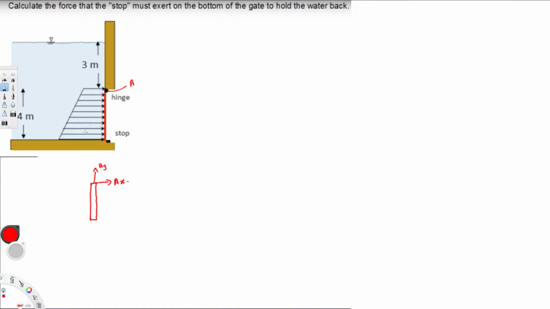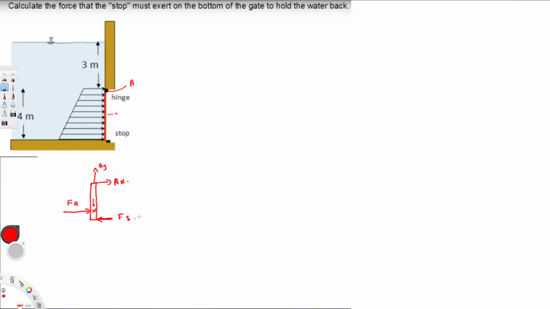And also we are going to have the resultant force acting on this side. So the resultant force, let's say, is FR, and the force that must be exerted on the bottom should be against the resultant force. So that's how it can be in equilibrium. So this is Fs, and then we are also going to have the weight of this one, acting downward. So these are the forces acting on this part right here.